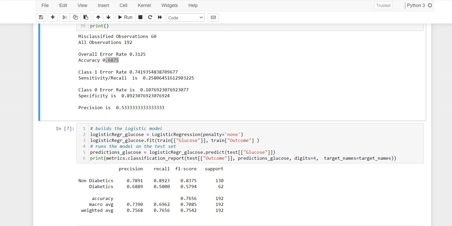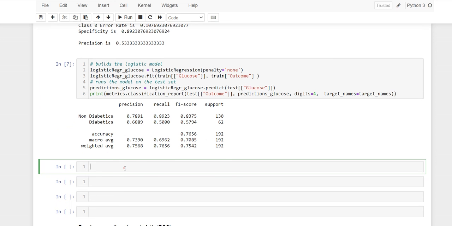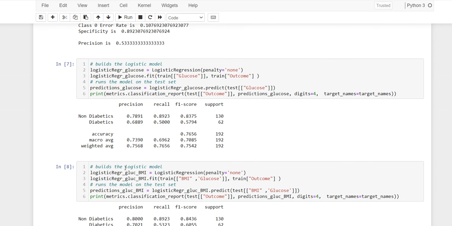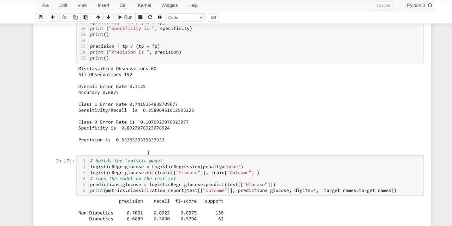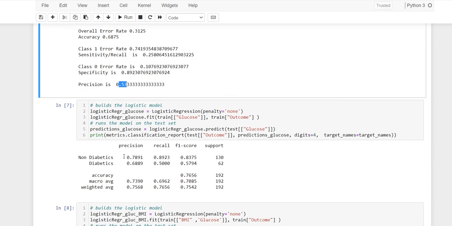Now let's kick it up a notch and build a logistics model based off of our two predictors, glucose and BMI. So I'm going to go ahead, copy and paste some code, run it. And right away, you can see that the recall has improved from 50 to 53%, better than toss of a coin. Accuracy jumped slightly to 77.6, and my precision jumped to about 70.2%. Now, if you recall, when we were just looking at our BMI as a predictor, my precision was 53.3%. So that improved quite dramatically.